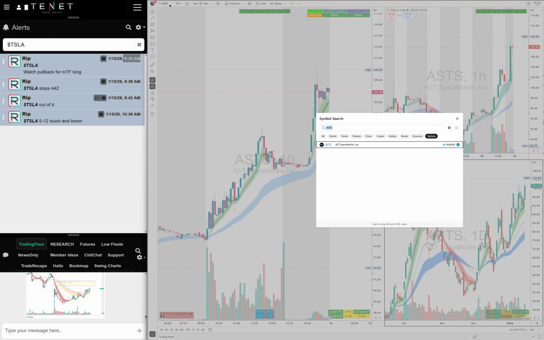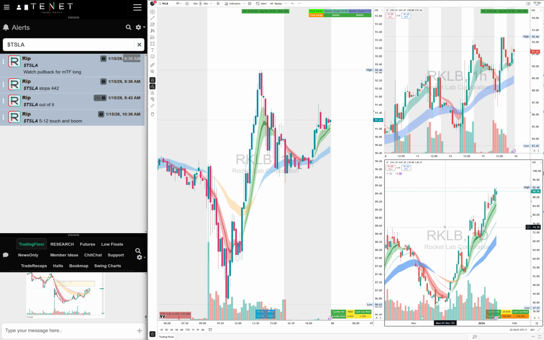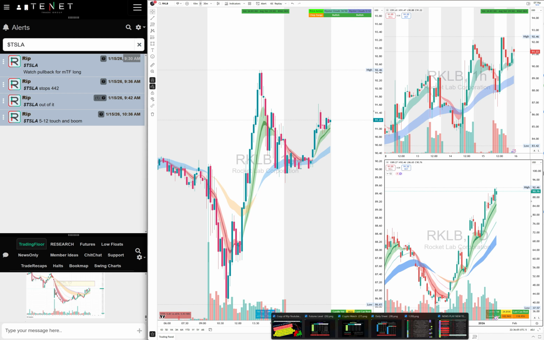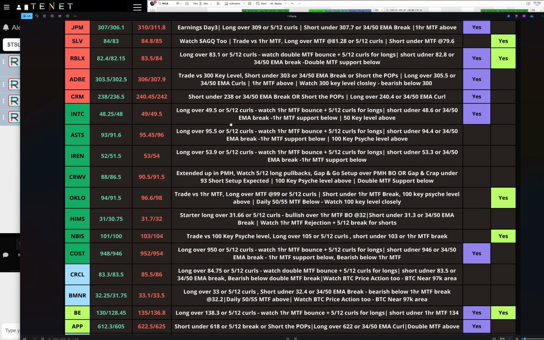Anyways, ASTS has a pretty bullish chart, trying to break out to all-time highs today, also at the 100 psychological level. Rocket Lab, pretty bullish chart. Some other day we'll do a separate video discussing their fundamentals and what they do. But that was Rocket Lab and ASTS. Let's look at their plans. ASTS is long over 95.55. That was the plan on ASTS.